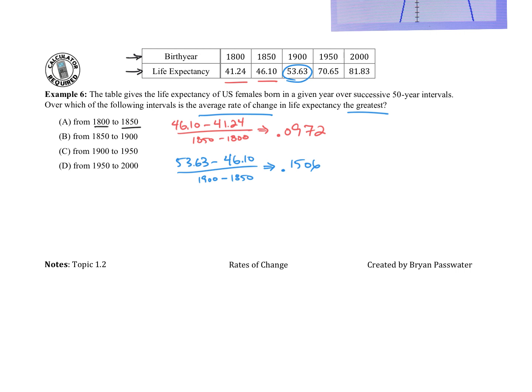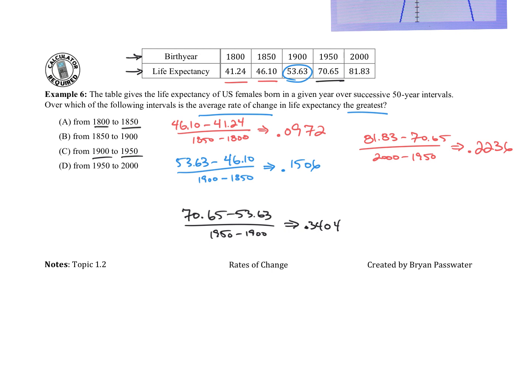And so part C, I'm going to do what? If I'm going 1900 to 1950, 70.65 minus 53.63 over 1950 minus 1900. I put that into my handy dandy calculator and I end up with 0.3404. And then I do the same thing for 2000.